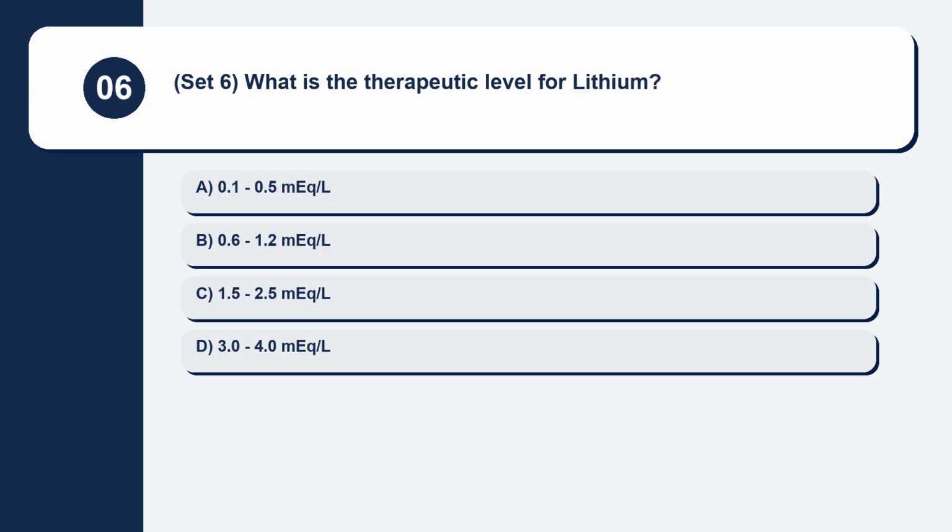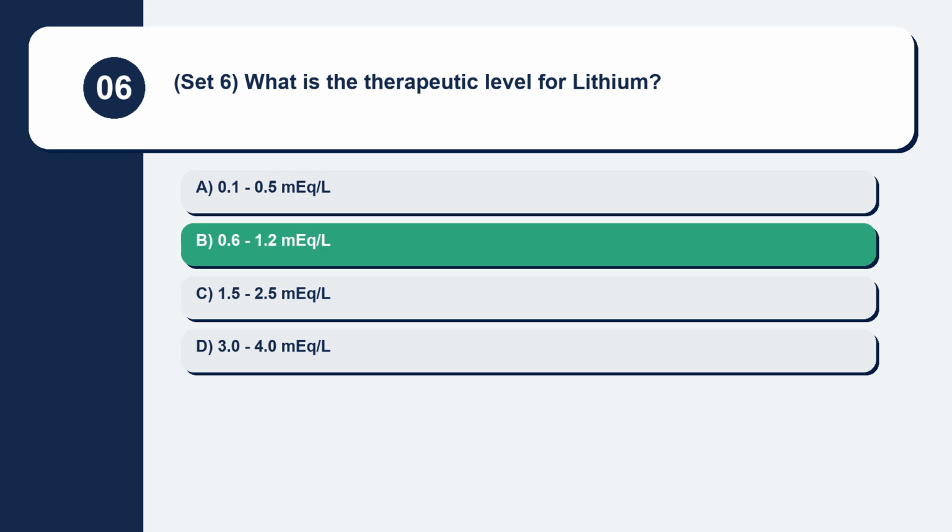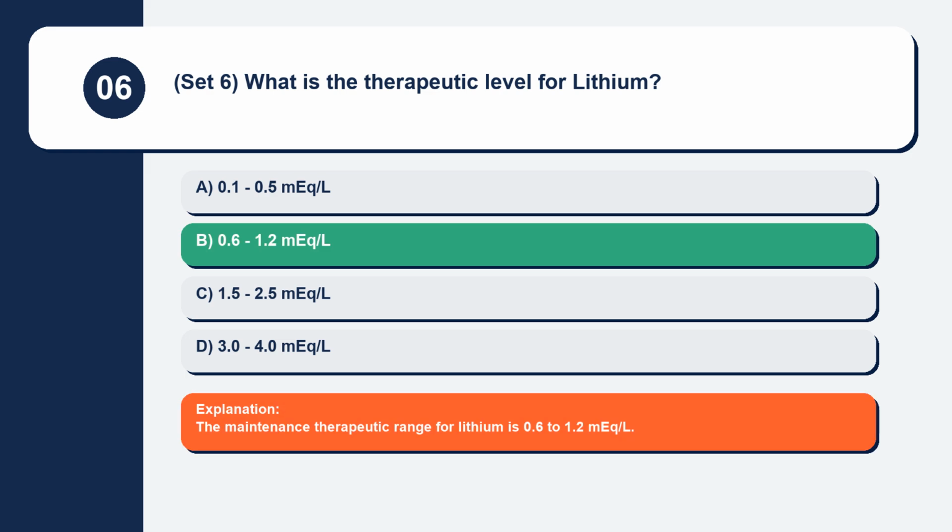Question 6. Set 6. What is the therapeutic level for lithium? 0.1 to 0.5 milliequivalent/L, 0.6 to 1.2 milliequivalent/L, 1.5 to 2.5 milliequivalent/L, 3.0 to 4.0 milliequivalent/L. The maintenance therapeutic range for lithium is 0.6 to 1.2 milliequivalent/L.